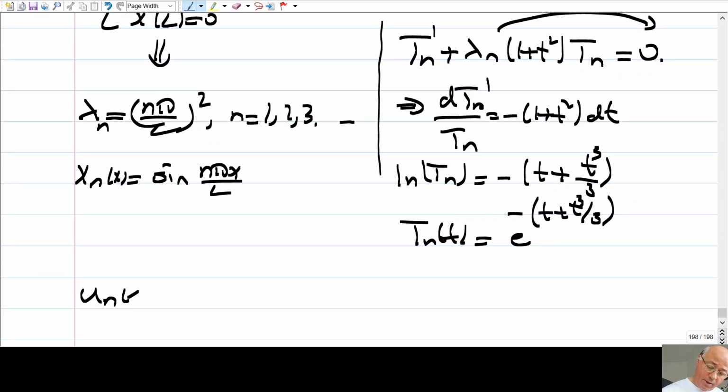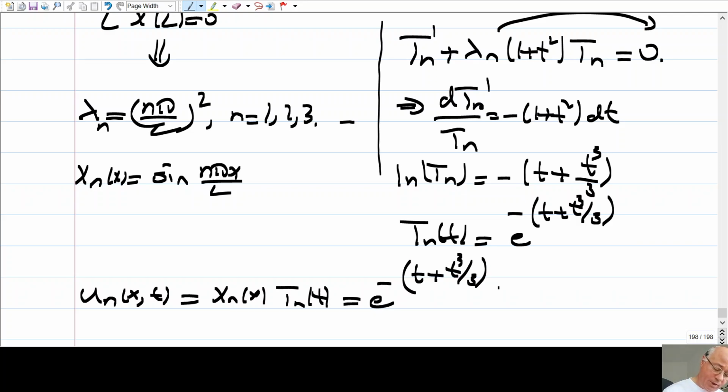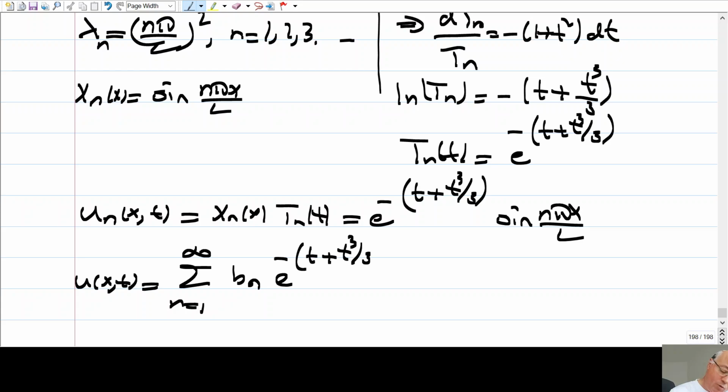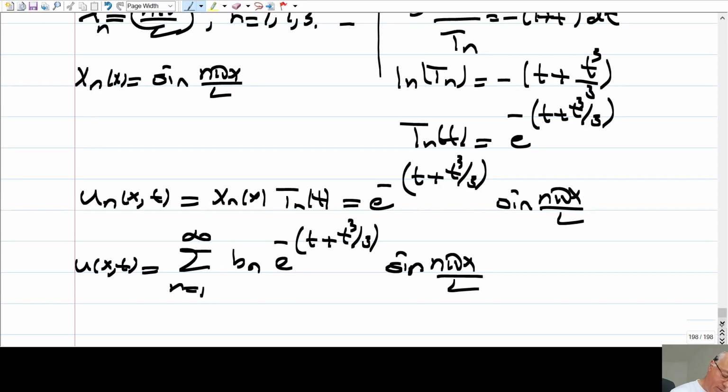Dolayısıyla da u_n(x,t) is X_n of x times T_n of t. So this is e to the power minus (t plus t cubed over 3) and then sine n pi x over L. So u(x,t) is then the summation from 1 to infinity of b_n e to the power minus (t plus t cubed over 3) sine n pi x over L.